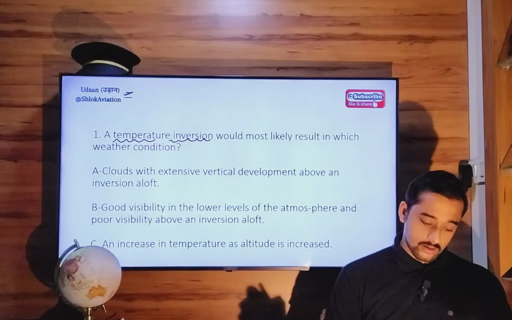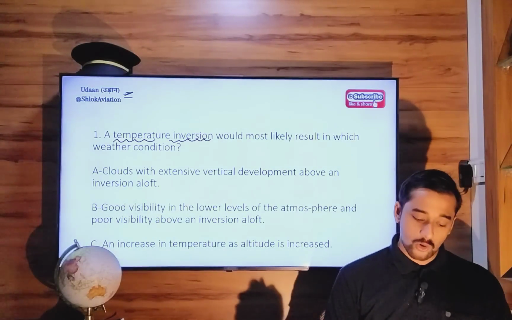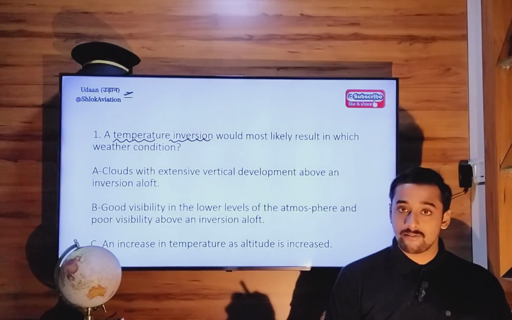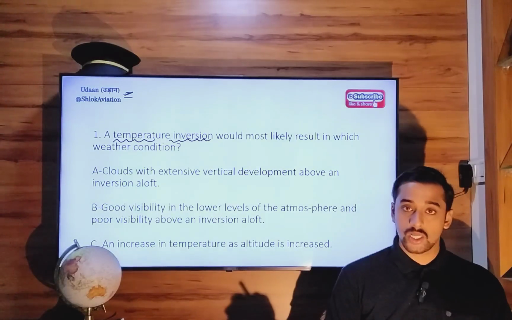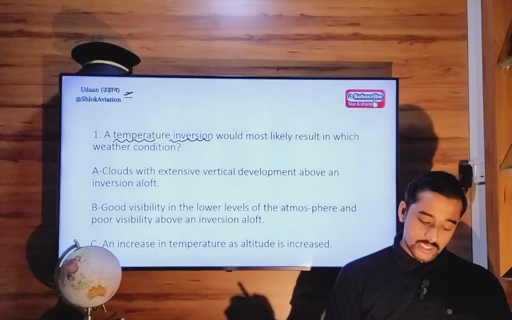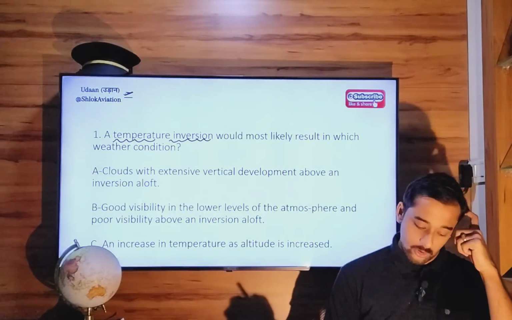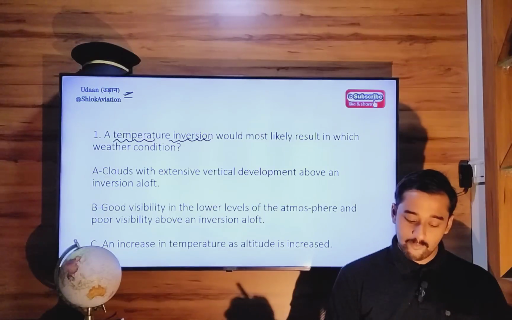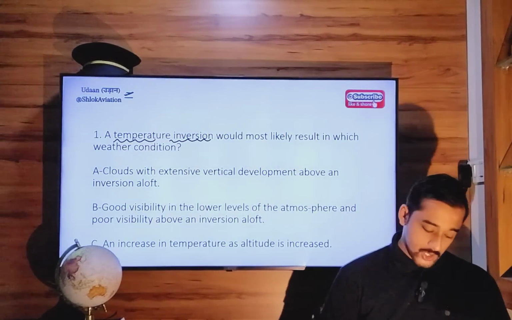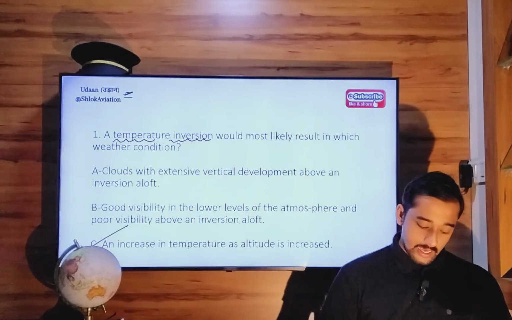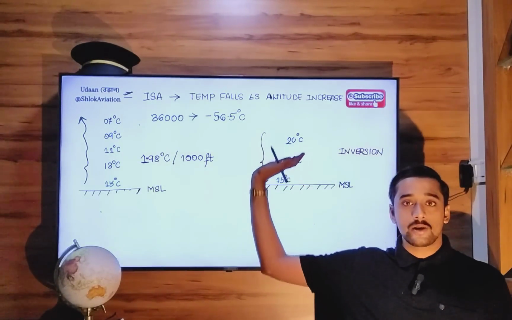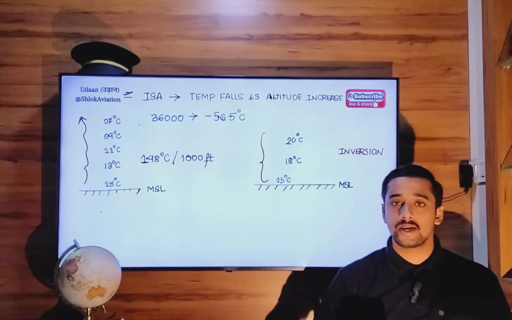So this condition would most likely result in what? Clouds with extensive vertical development above an inversion aloft, good visibility in the lower levels of the atmosphere and poor visibility above inversion, an increase in temperature as altitude is increased. So correct option is option C. An increase in temperature, 15, 18, 20, as altitude is increased. So option C will be the right option.